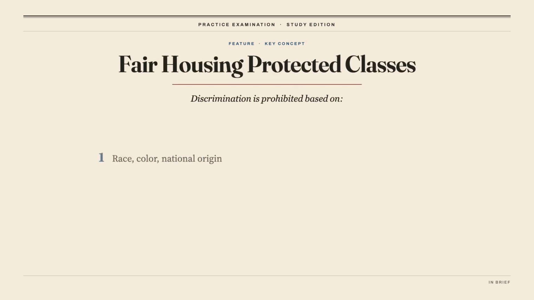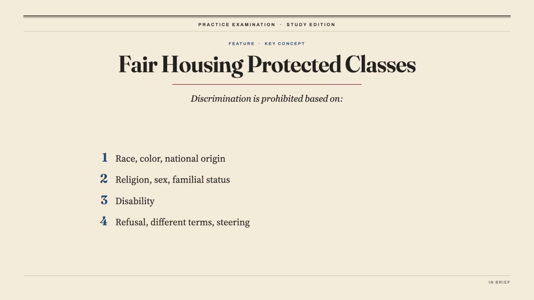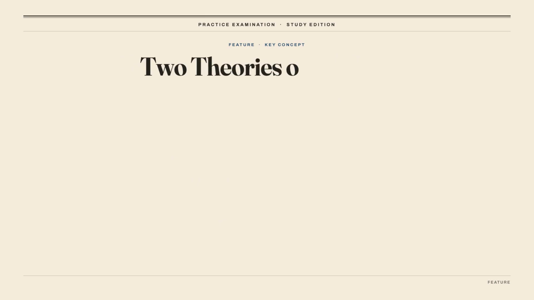Fair housing law bars discrimination in sale, rental, and financing based on race, color, religion, national origin, sex, familial status, and disability. And Missouri tracks these closely. The prohibition also covers different terms, different services, discriminatory statements, and steering applicants toward or away from certain buildings.